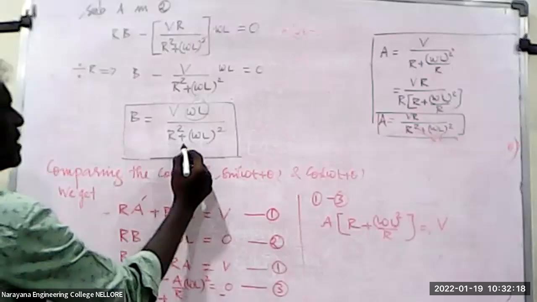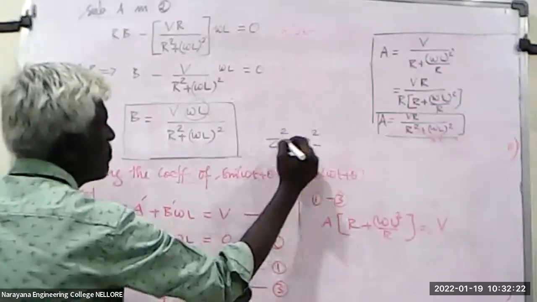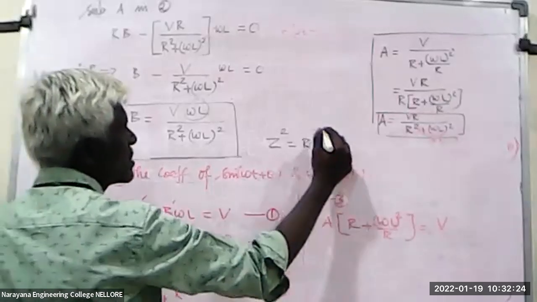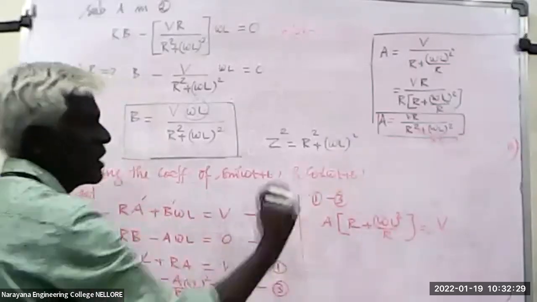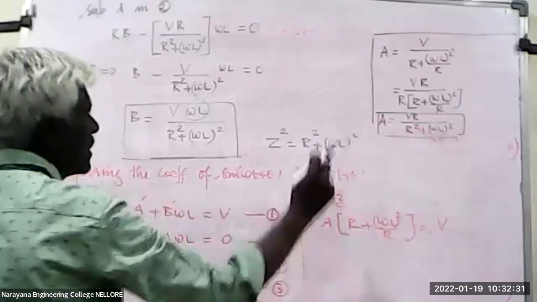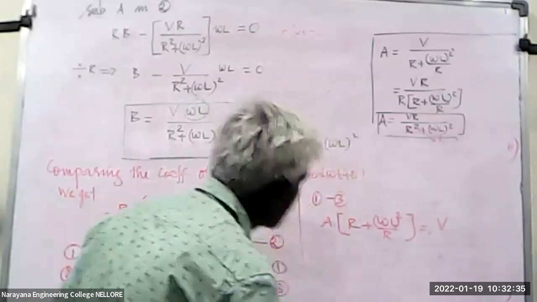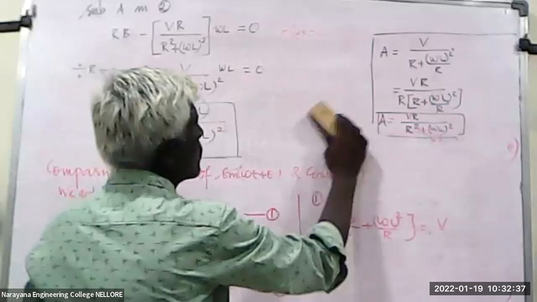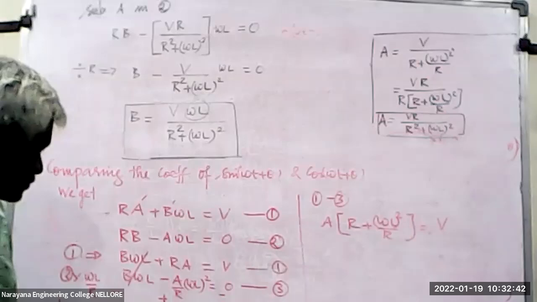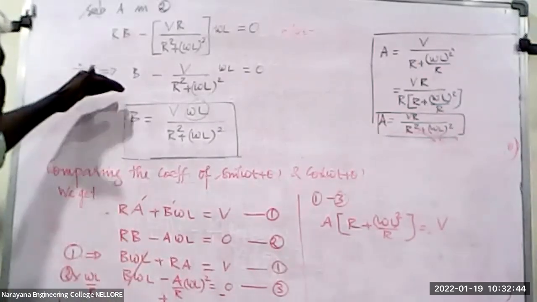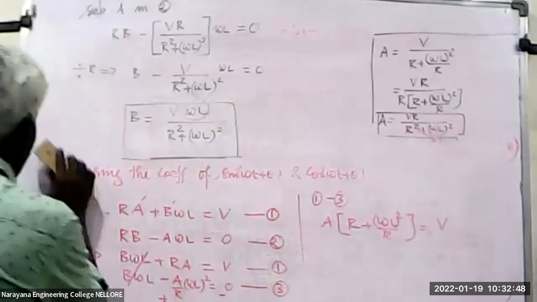And the denominator is what? Z square. Z is impedance. Impedance is the resistance square plus the reactance square, right? Omega L square. Here only an inductance is there, so only inductive reactance. So for the denominator you can use it as the value, and you can check whether it is the impedance value or not. So we have found the A value and B value. We are going to substitute them in IP.